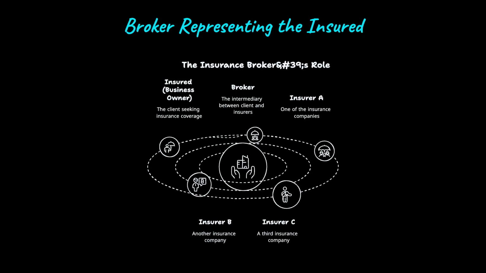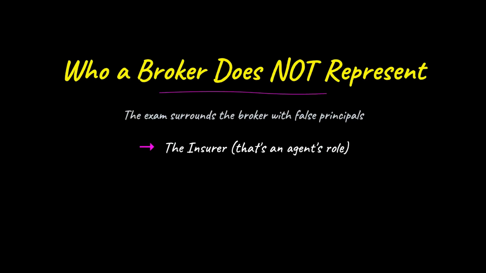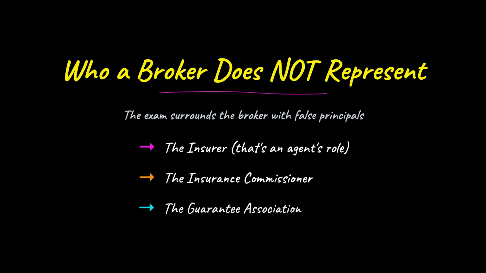The broker surveys policies from several insurers and negotiates on the owner's behalf, but throughout, the broker legally acts for the insured, never for the insurers whose products are under review. The exam loves to reverse the roles or name a regulator as the broker's principal, but naming the insurer, the commissioner, or the guarantee association as who the broker serves is always wrong.